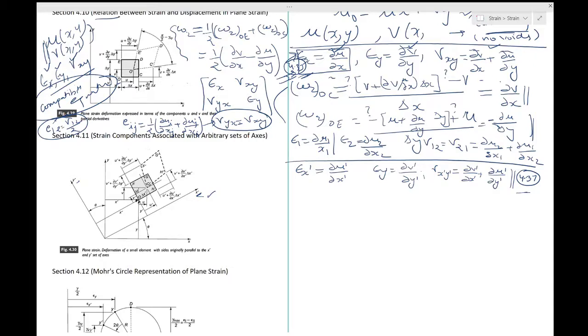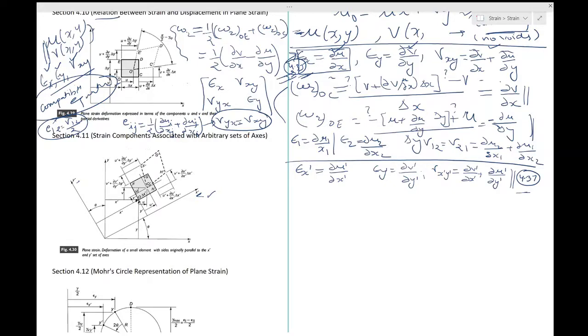We observe that since geometric compatibility requires u dash and v dash in figure 4.30 to be continuous functions of positions in the plane. Remember, geometric compatibility meant that there were no voids or gaps or cracks and things like that. That would only happen when u dash and v dash are also continuous, just like u and v were continuous. We can express these displacement components either as functions of x dash and y dash or as functions of x and y.